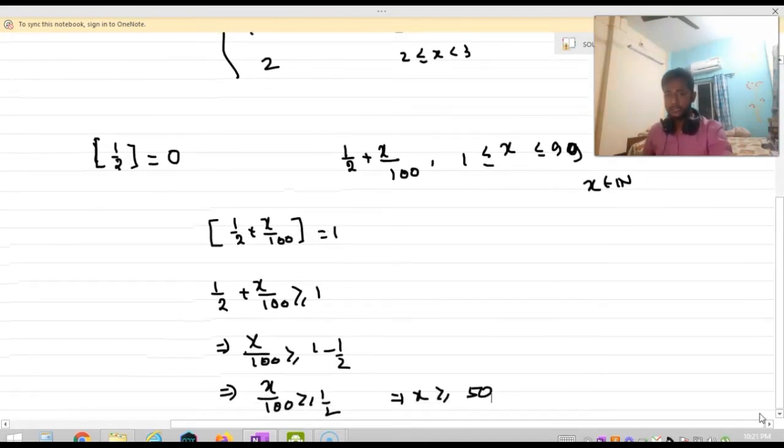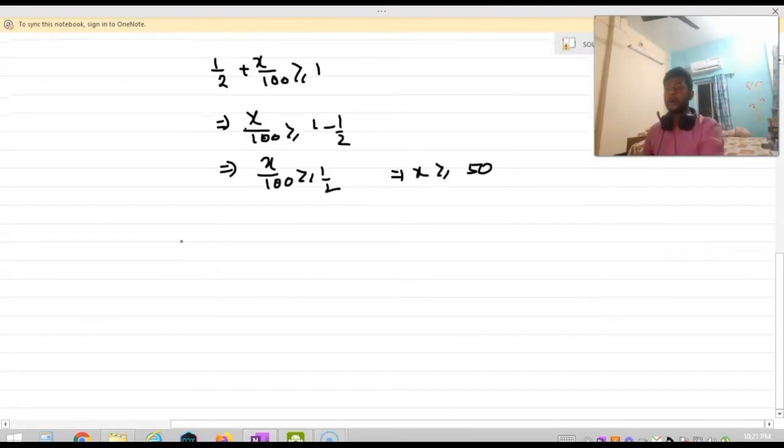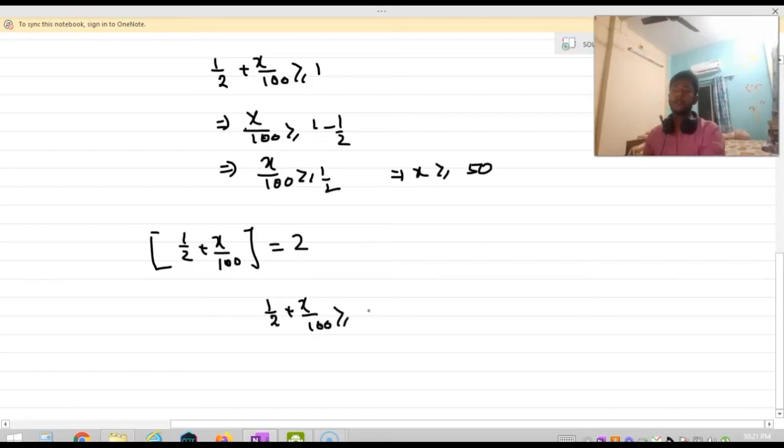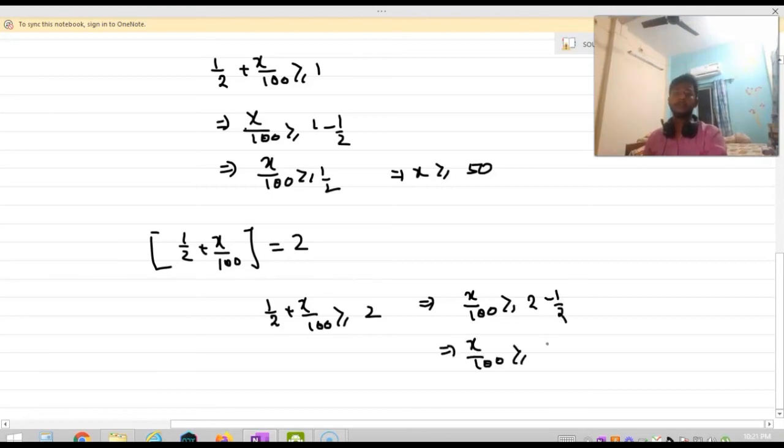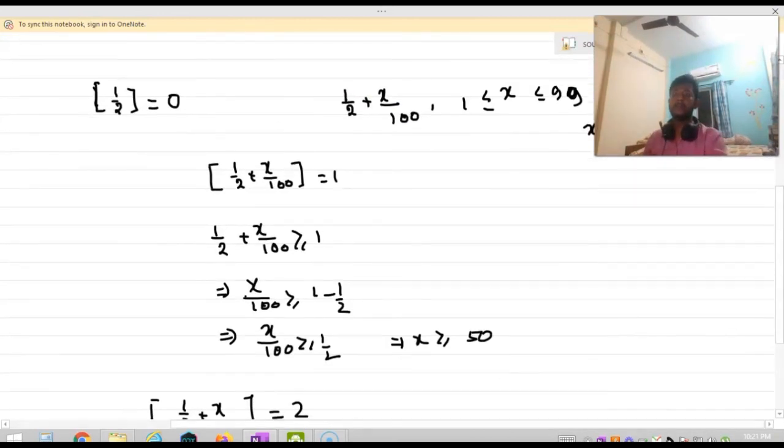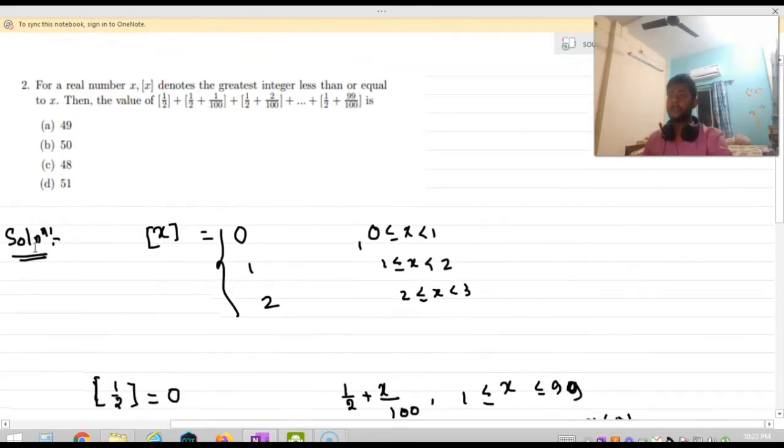Now let us check whether the value of box of half plus x by 100 becomes 2 or not. It will be 2 if half plus x by 100 is greater than or equal to 2, that is x by 100 is greater than or equal to 2 minus half, that is 3 by 2, that is x is greater than or equal to 150. You can see the maximum value of x is 99. So box of half plus x by 100 can never be 2. Now let us start with the given expression.